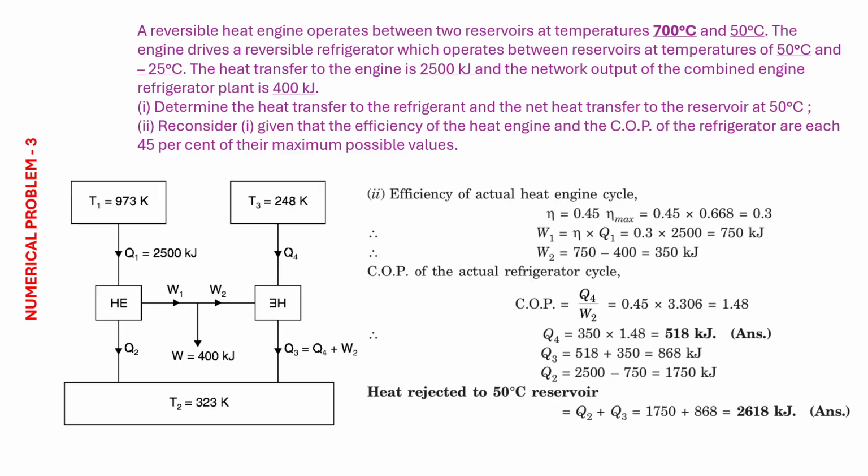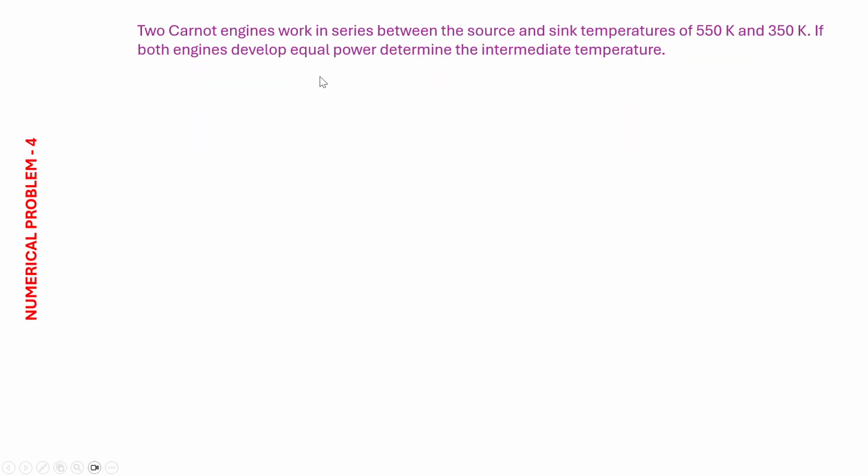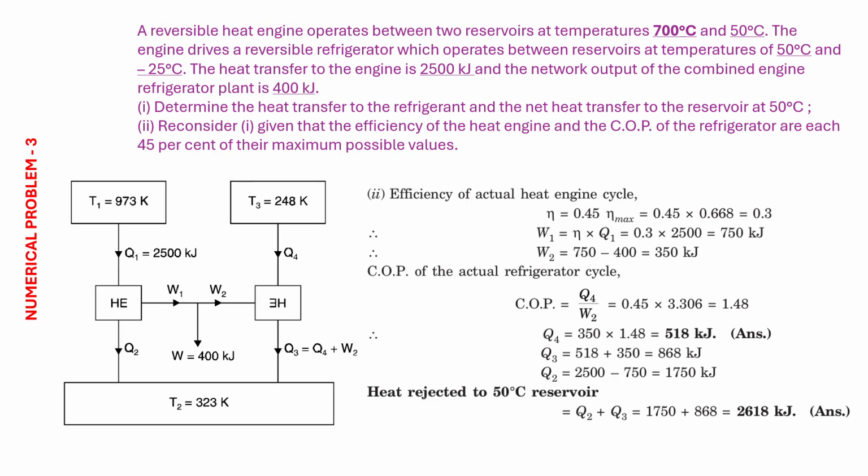While the first three problems dealt with the arrangement of heat engines in parallel, this is one of the important problems where we are going to have two Carnot engines work in series between the source and the sink temperature, which are 550 Kelvin and 350 Kelvin. If both engines develop equal power, determine the intermediate temperatures, right? The key difference between the previous endeavor and the current one is that in the previous problem, it was going to be two reservoirs only, right?